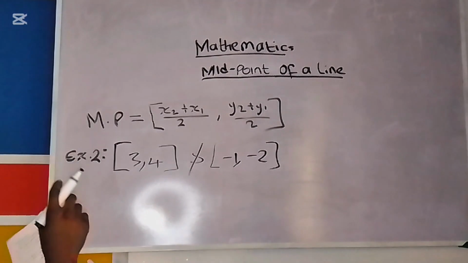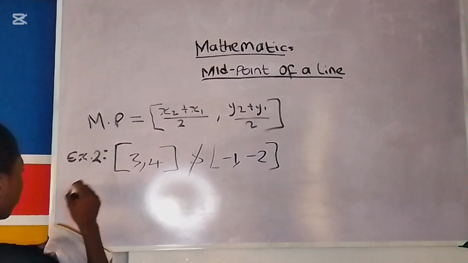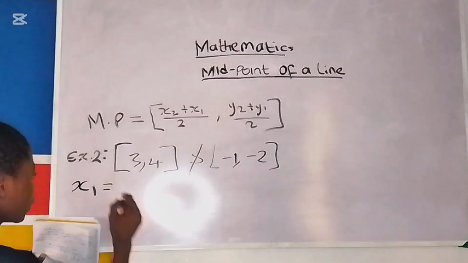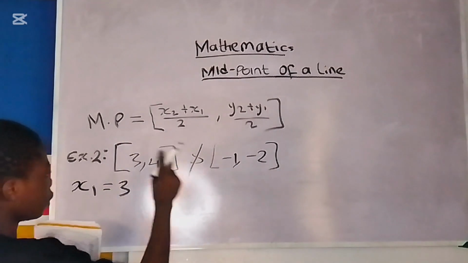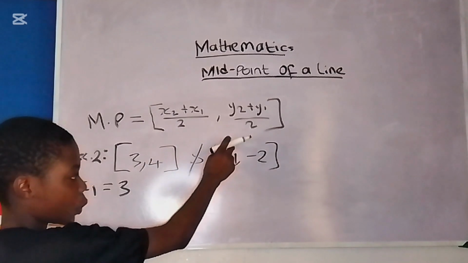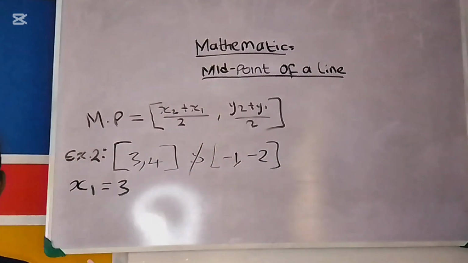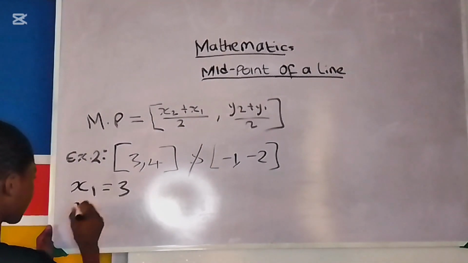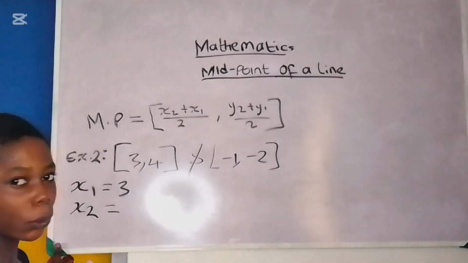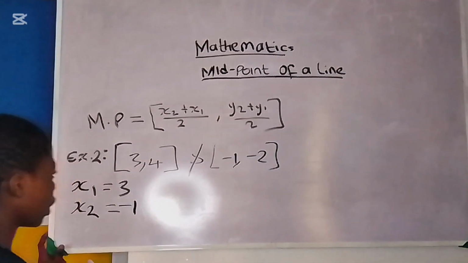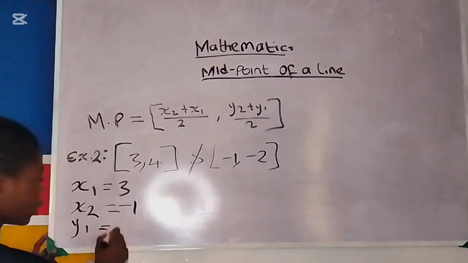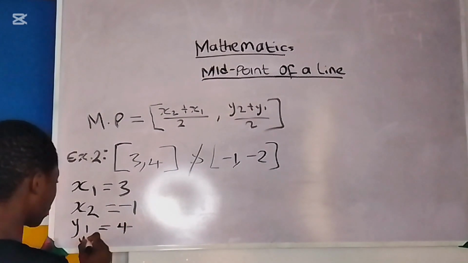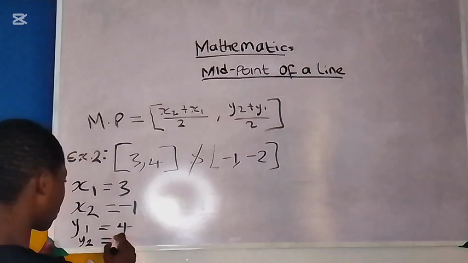Still using the formula, our x1 is equal to 3. This is our x1, these are y1, these are x2, and these are y2. So now our x1 is 3, and our x2 is -1. Our y1 is equal to 4, and y2 is equal to -2.